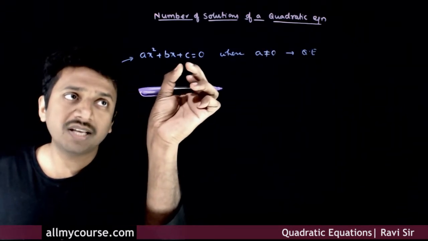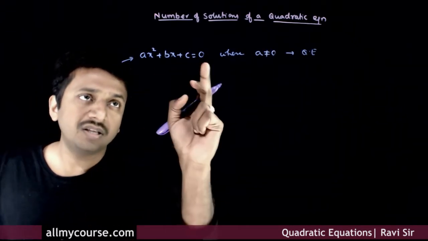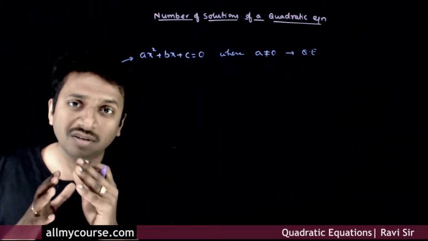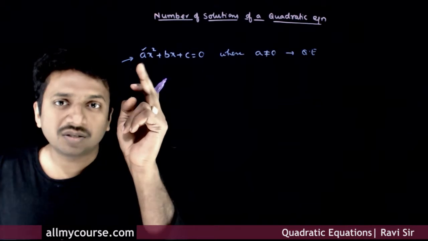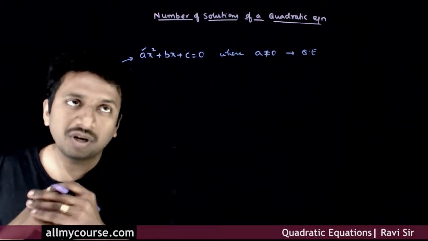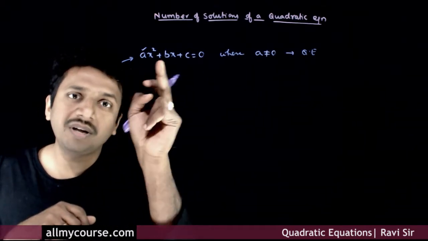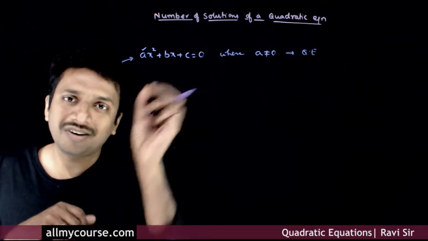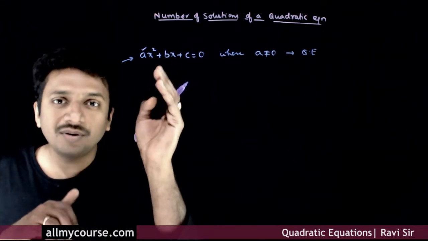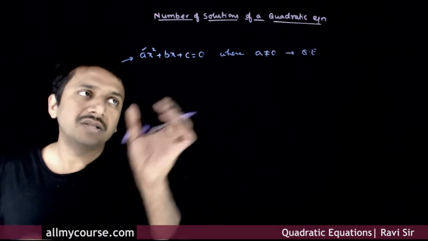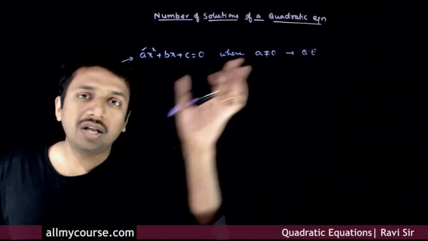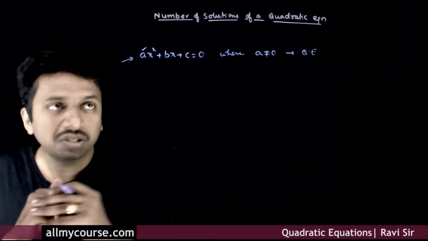ax square plus bx plus c is equal to 0 is called a quadratic equation if the leading coefficient corresponding to x square is not equal to 0. Because if the leading coefficient is equal to 0, it becomes the next shorter equation. If b is also equal to 0, it does not become a quadratic equation, right? So as long as a is not equal to 0, this is called a quadratic equation.